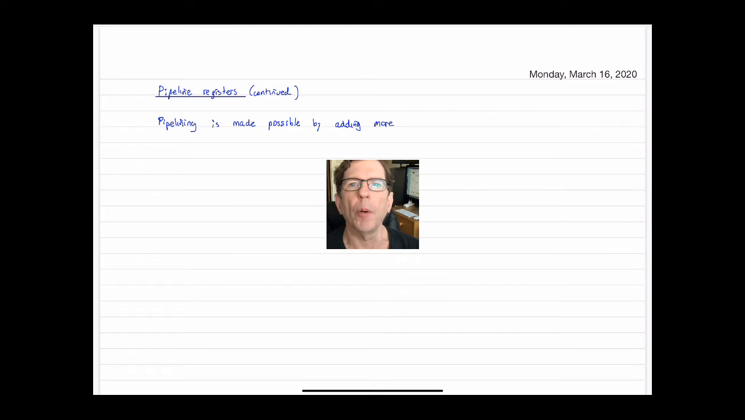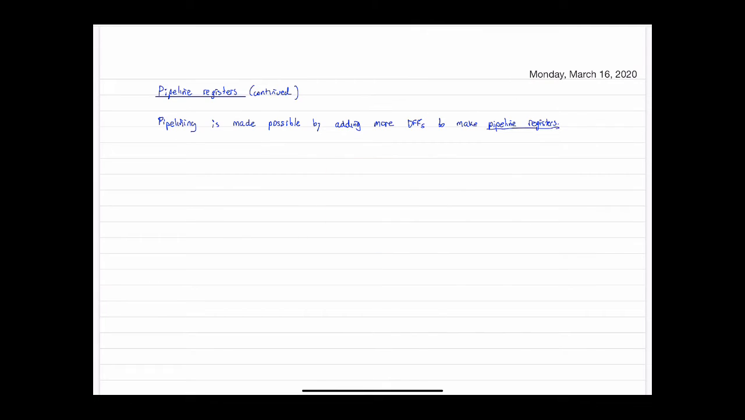So today, what we'll do is carry on with the pipeline processor and in particular talk about pipeline registers. What we'll be doing is adding a bunch more D flip-flops in the form of these pipeline registers. Now these are unlike the general purpose registers. These registers have more than 32 bits, sometimes as many as over 100 bits. And the updates, of course, are made on the positive clock edges.